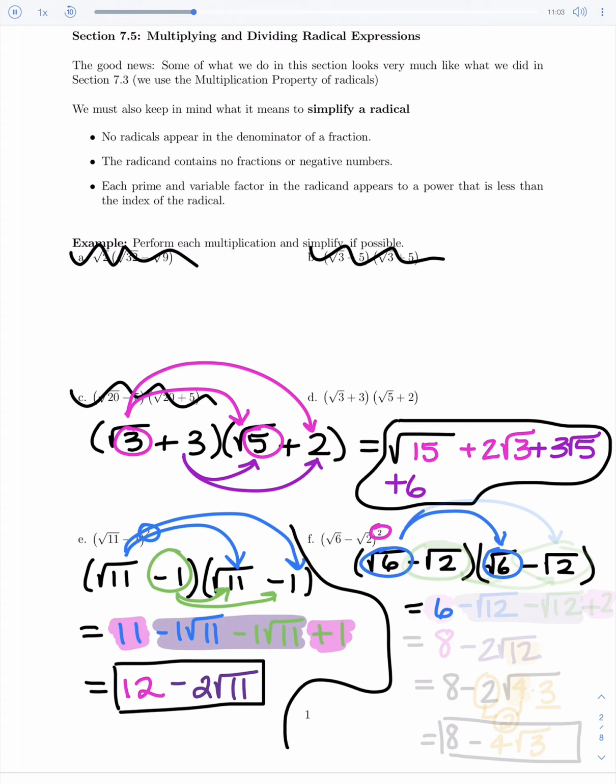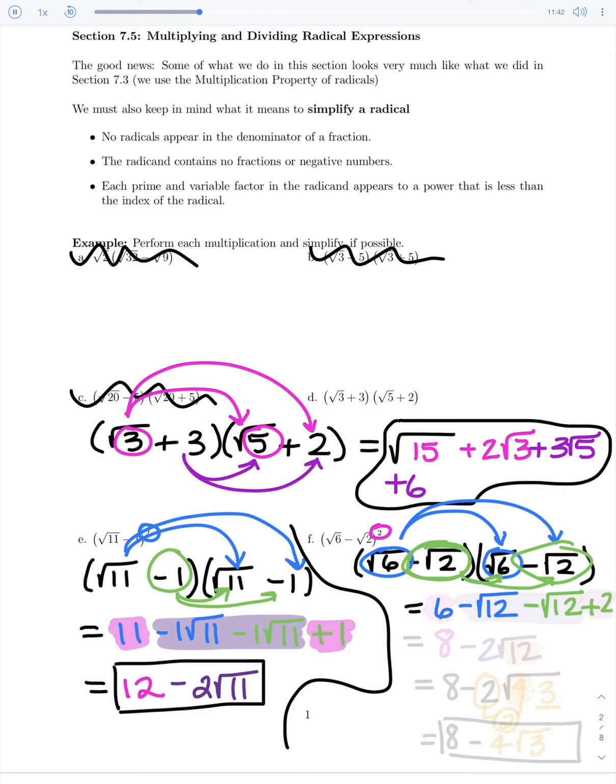Then I can do the square root of 6 times the negative square root of 2. Well, they're both inside a square root, so they'll be together when I multiply them, and will give me, let's see, the negative square root of 12. Continuing right along, I've got a negative square root of 2 times a square root of 6, which again will give me a negative square root of 12. And last thing I've got is a negative square root of 2 times a negative square root of 2, which will give me a positive, just a regular 2, because the 2 square roots will cancel out.